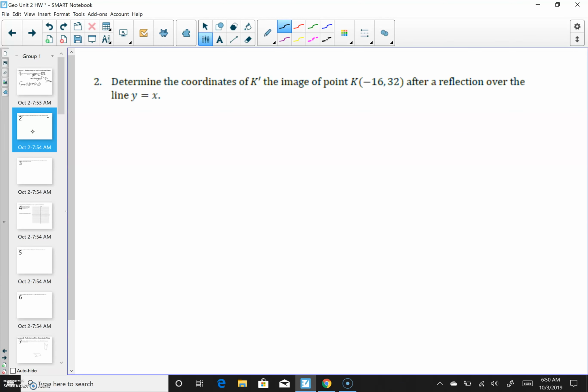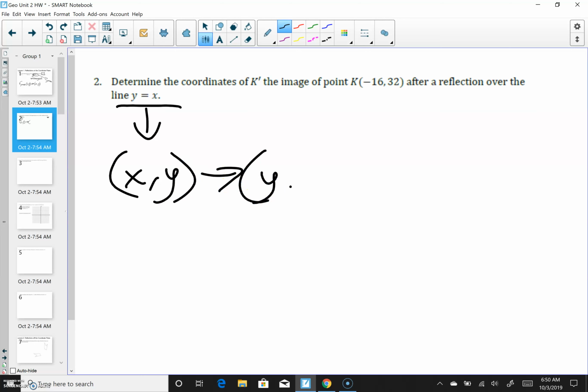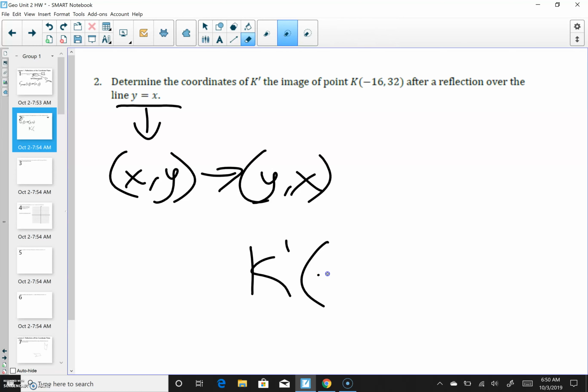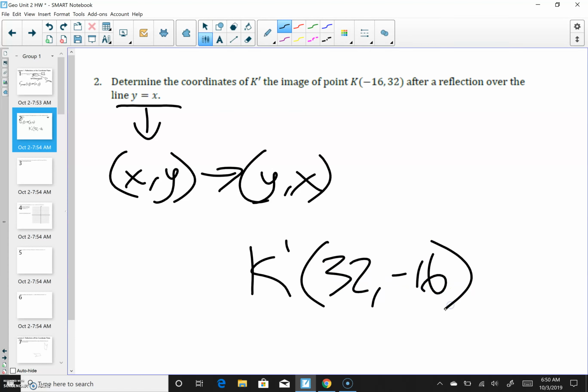Determine the coordinates of K prime, the image of point K (-16, 32), after reflection over y equals x. Y equals x gives us (x, y) goes to (y, x). So the order of our coordinates is going to change. In that case, K prime is going to be (32, -16). We're just going to take the order of that point and flip it.